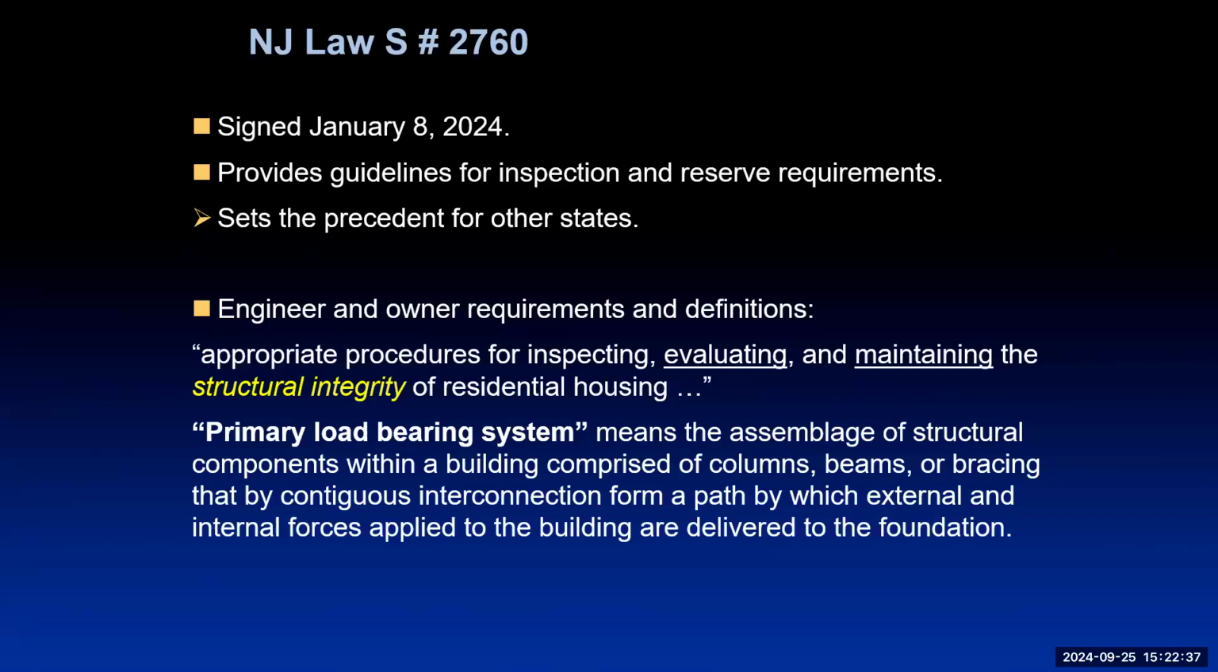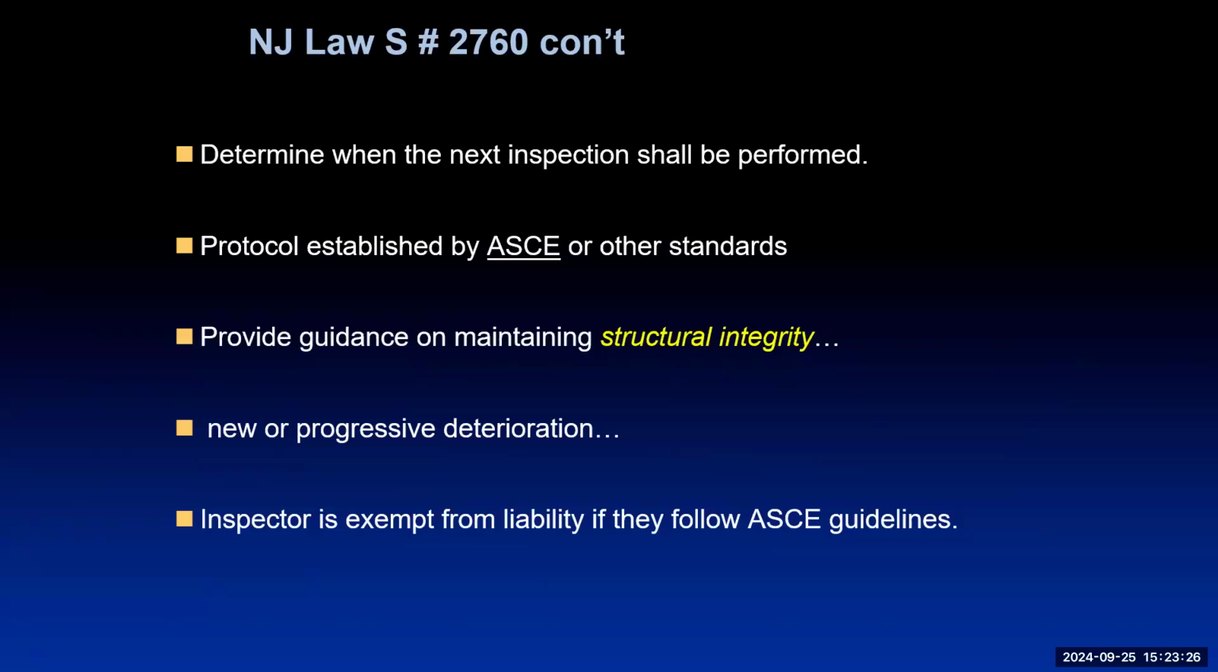Engineer and owner requirements and definitions. Appropriate procedures for inspecting, evaluating, and maintaining the structural integrity of residential housing. Primary load-bearing system means the assemblage of structural components within a building comprised of columns, beams, or bracing that by contiguous interconnection form a path by which external and internal forces applied to the building are delivered to the foundation. You see, we're hearing the same thing devolving from the Ronan Point report that occurred in other places. So, continued: determine when the next inspection shall be performed.